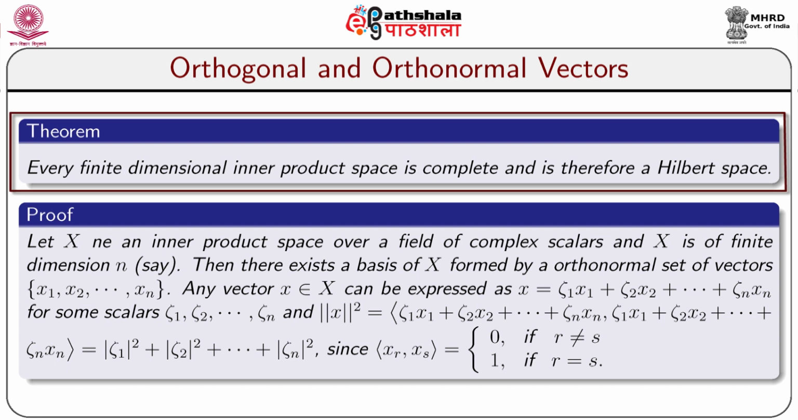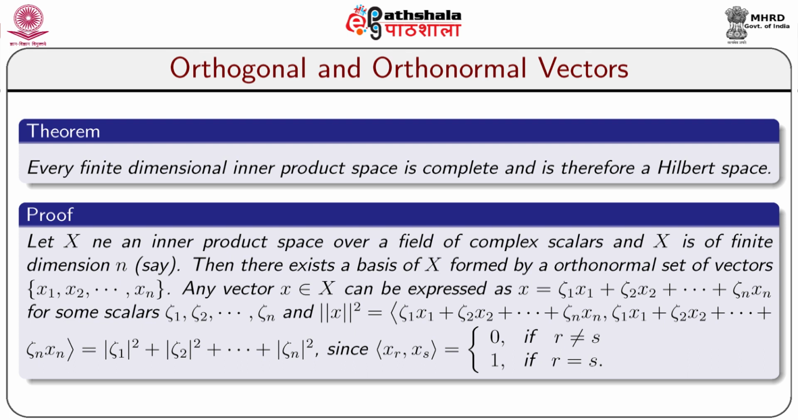Now, we take a theorem that every finite dimensional inner product space is complete and is therefore a Hilbert space. The proof goes below. Let capital X be an inner product space over a field of complex scalars and capital X is of finite dimension, say equal to n. Then there exists a basis of capital X formed by an orthonormal set of vectors x1, x2, dot dot, xn, because we see that orthonormal set of vectors are linearly independent.